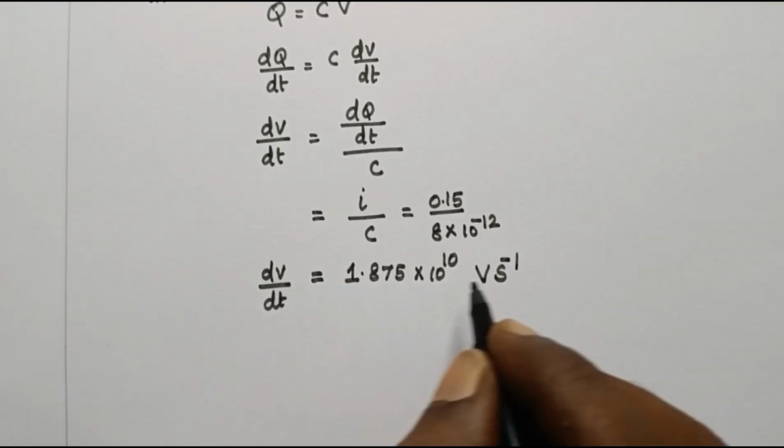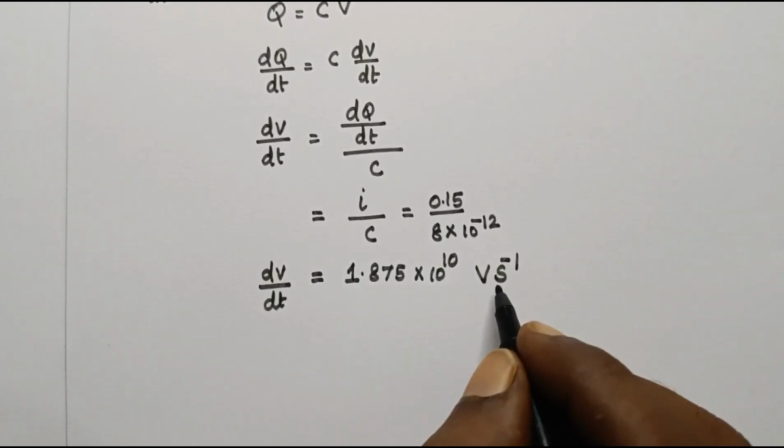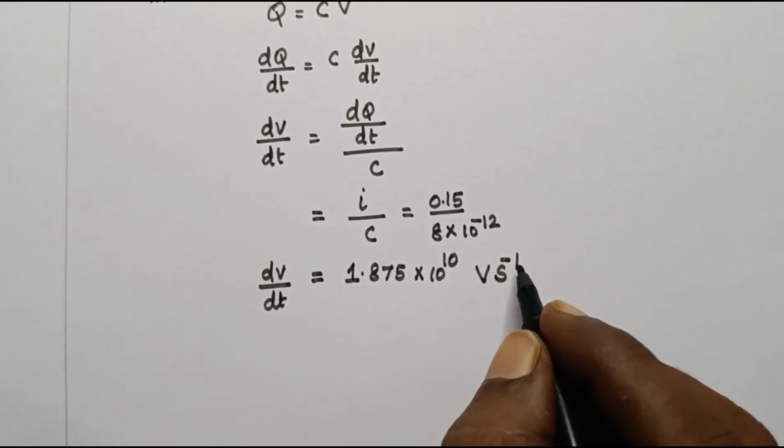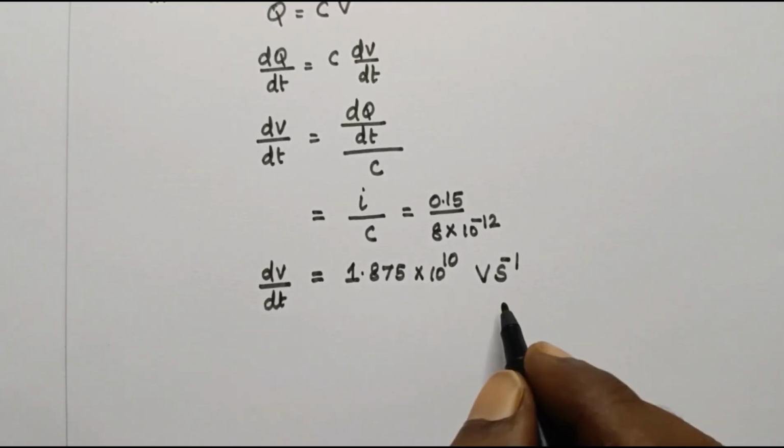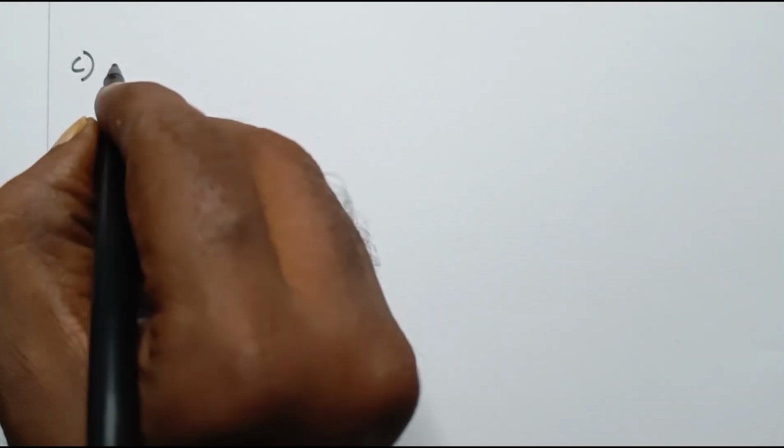Unit of potential difference is volt. Unit of time is second. Since the time is in the denominator, the unit is second to the power minus 1. So this is the answer for the second question. Next, let us find the displacement current. Now let us calculate the displacement current.